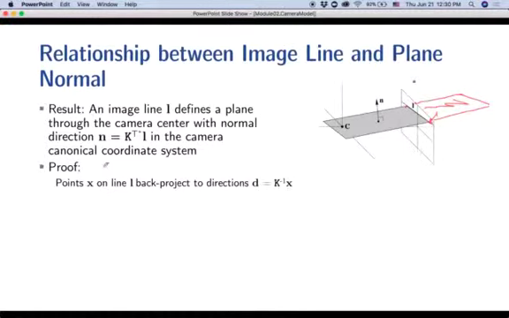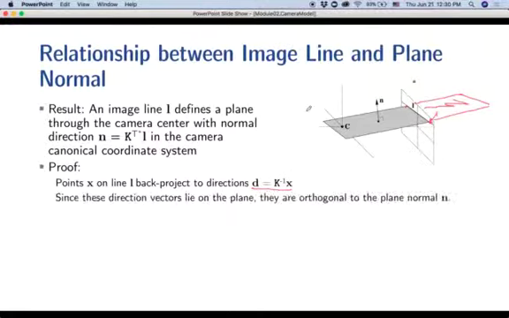But this simple relationship is in the camera coordinate system, which means N will now be a 3 vector, but a vector in the coordinate system of the camera. So let me prove that. Points X on the line L back project to directions. If I take one point X, it will back project to D equal to K inverse X. That's something we have already proved just before, so I'm just using that as a result. That's what a direction back projects to.